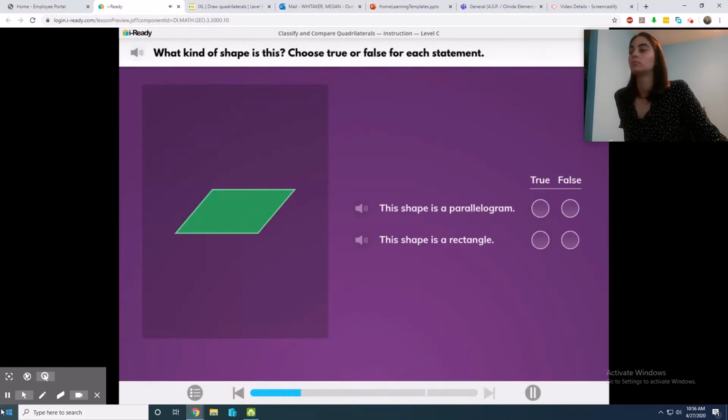Choose true or false for each statement. What kind of shape is this? We know that it's a parallelogram because it has 4 sides and the top and bottom are the same.